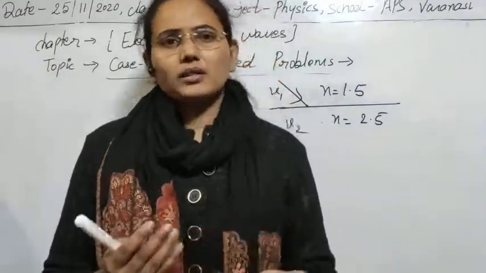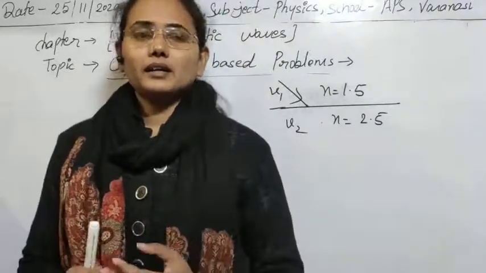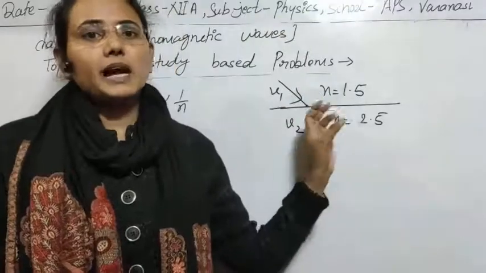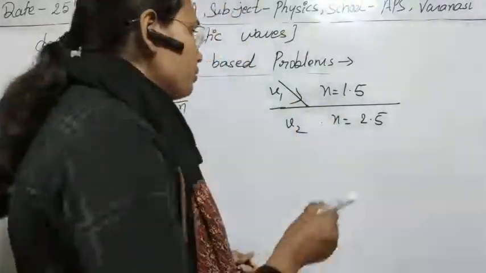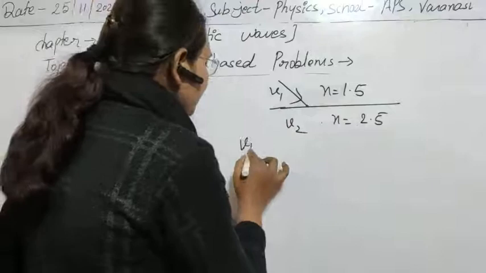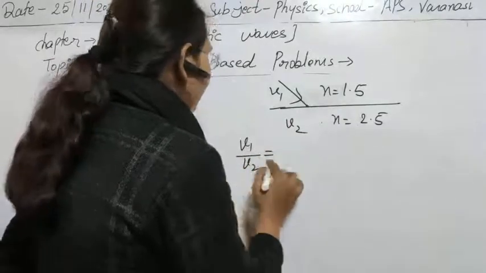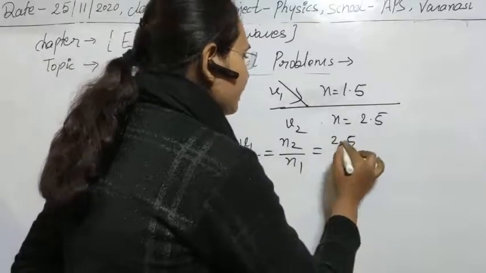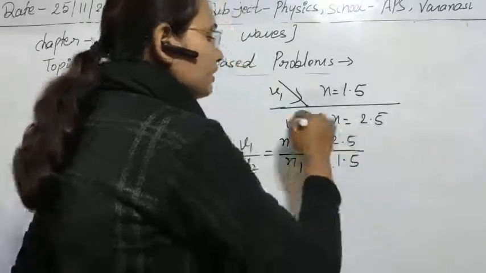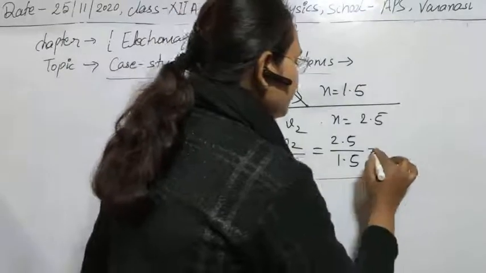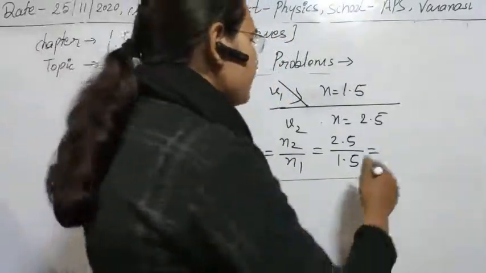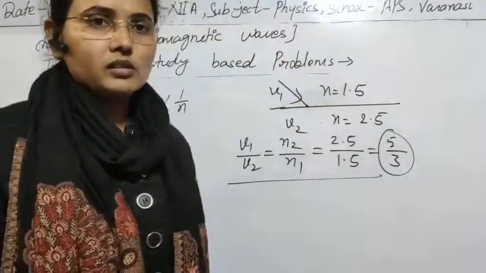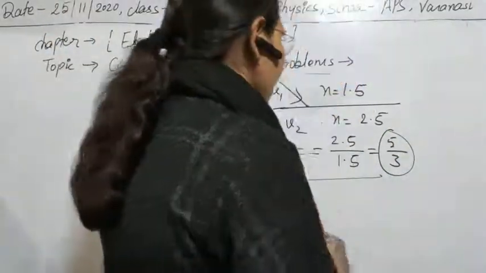Then all the laws, as you have already learned for light, will be applicable. So you can use this law to solve it. Simply, the ratio v1 by v2 will be equal to n2 by n1. Just solve it, and after solving you can see that the ratio obtained will be 5:3. So this is the answer to the question here.